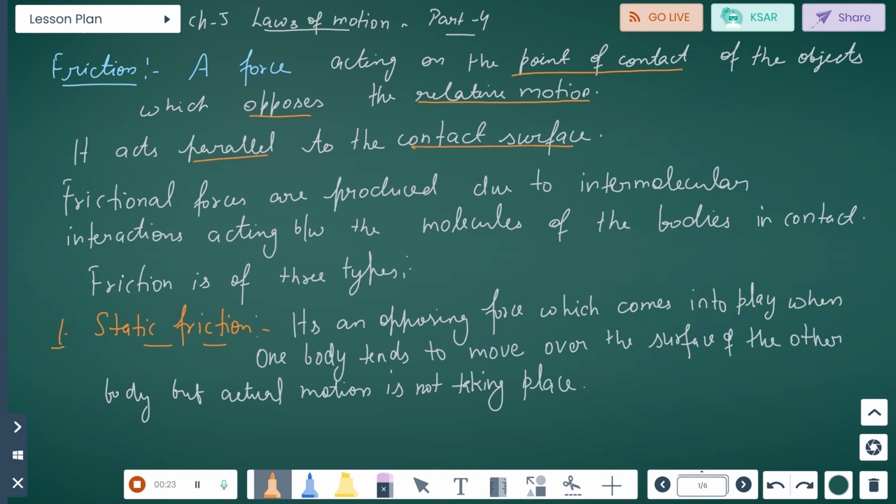Frictional forces are produced due to intermolecular interactions acting between the molecules of the bodies in contact. Friction is basically of three types: static friction, limiting friction. In first, static friction, it's an opposing force which comes into play when one body tends to move over the surface of the other body but actual motion is not taking place. One body क्या है? Tends to move over the surface of other but motion is not taking place.